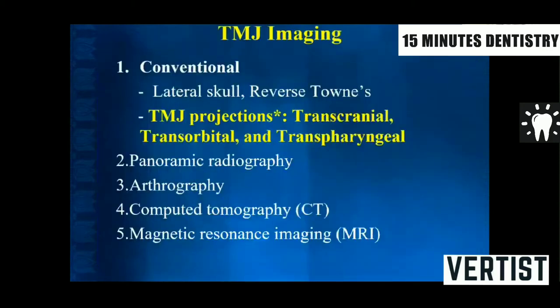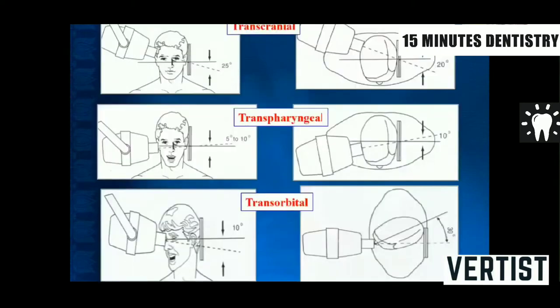Another question that comes very commonly is the TMJ imaging. Now, TMJ imaging is divided into conventional and the advanced imaging modalities. In conventional, lateral skull, reverse Towne, and what we know as TMJ projections. Very important, I have changed the font color. Transcranial, transorbital, and transpharyngeal are very commonly asked, and you must know them. The other imaging techniques are panoramic radiography, arthrography, CT, and MRI. So these are the three TMJ projections in specific.